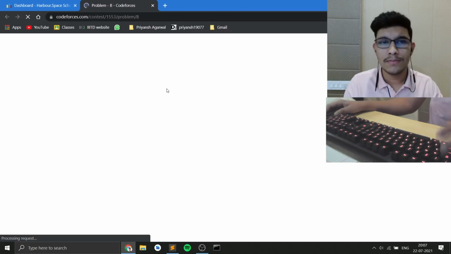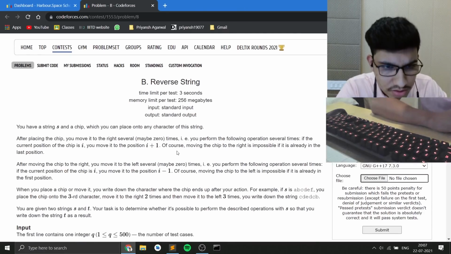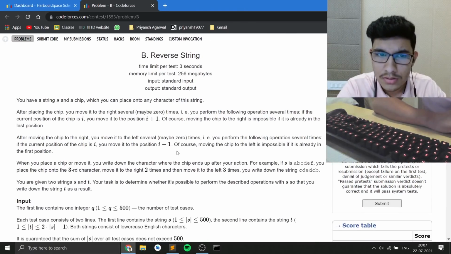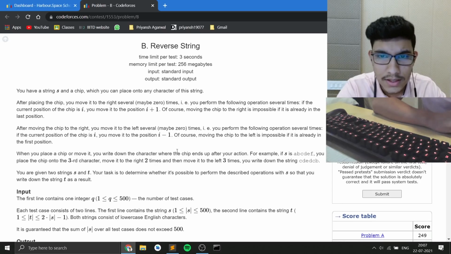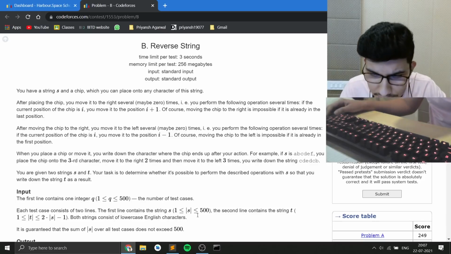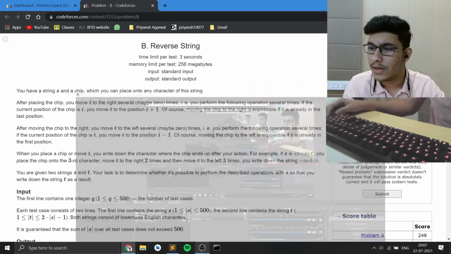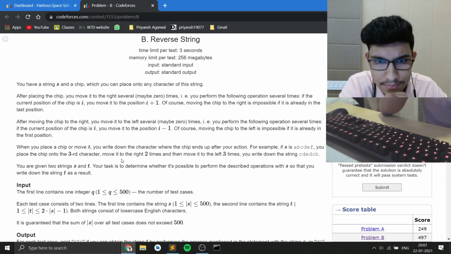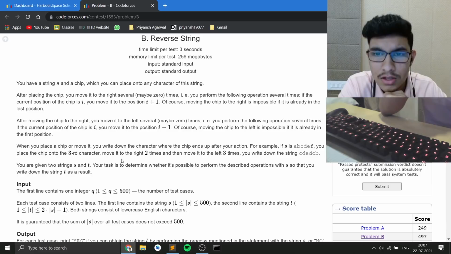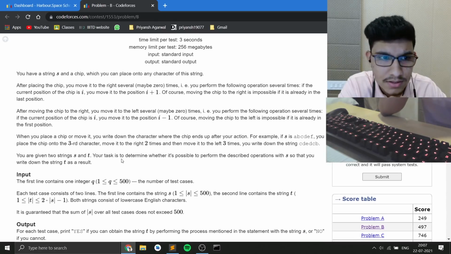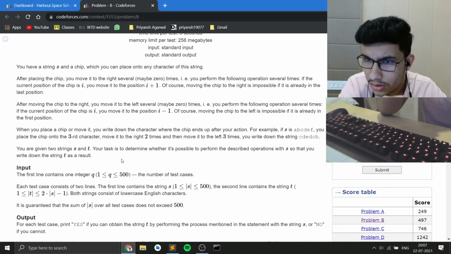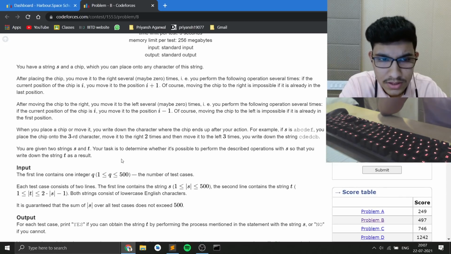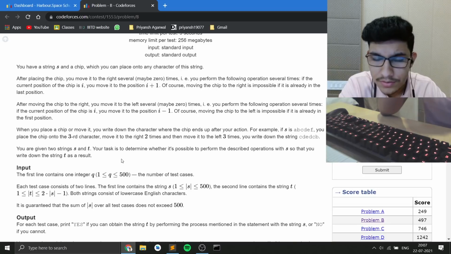Moving on to the next one. You have a string s and a chip which you can place onto any character of the string. After placing the chip, let me see if I have started the recording. Yeah, I have. So after placing the chip, you move it to the right several times, possibly 0. If the current position of the chip is i, you move it to the position i plus 1. After moving the chip to the right, you move it to the left several times.